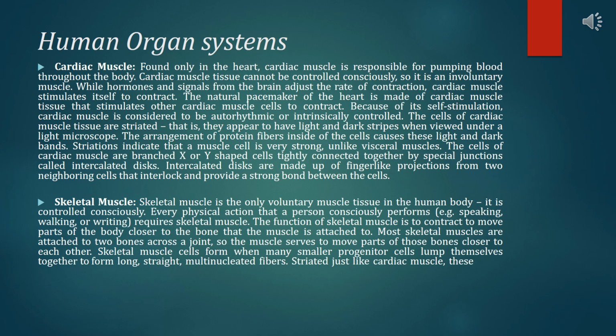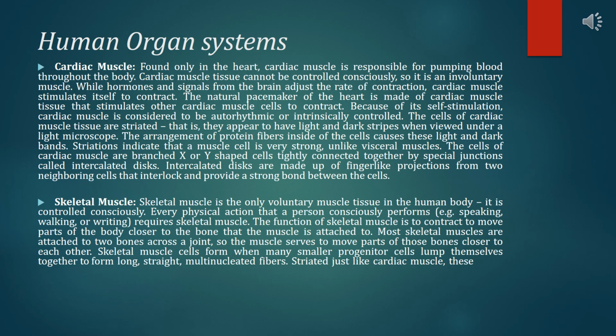Because of its self stimulation, cardiac muscle is considered to be autorhythmic or intrinsically controlled. The cells of cardiac muscle tissue are striated, that is, they appear to have light and dark stripes when viewed under a light microscope. The arrangement of protein fibers inside of the cells causes these light and dark bands. Striations indicate that a muscle cell is very strong, unlike visceral muscles.